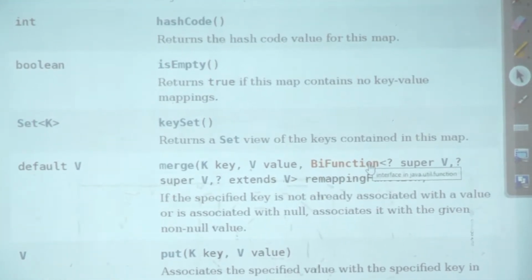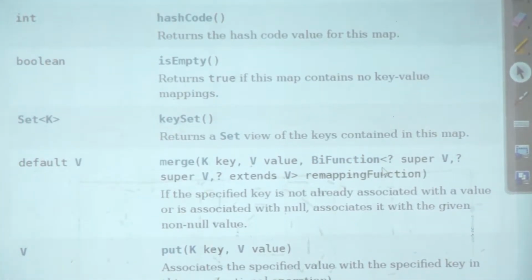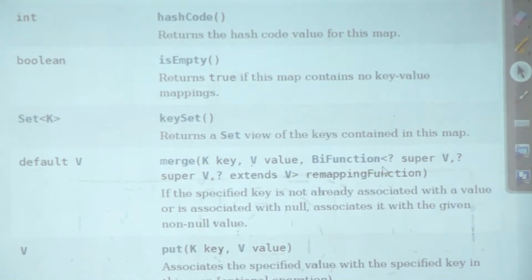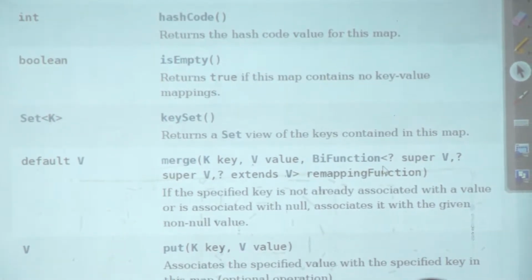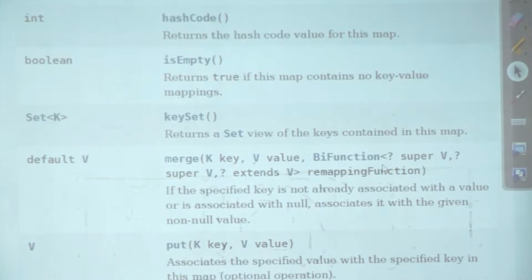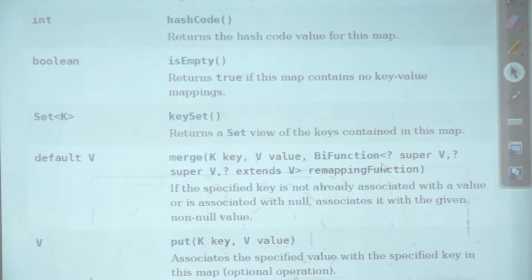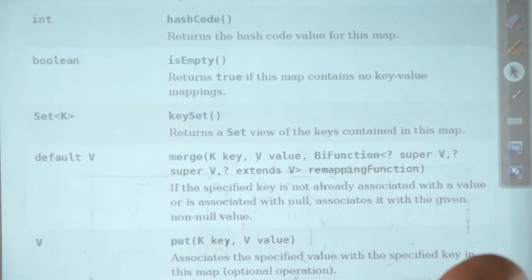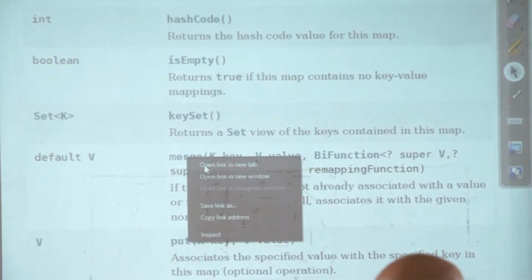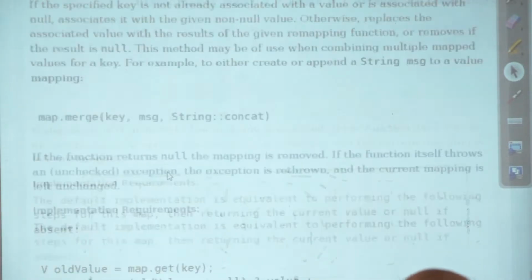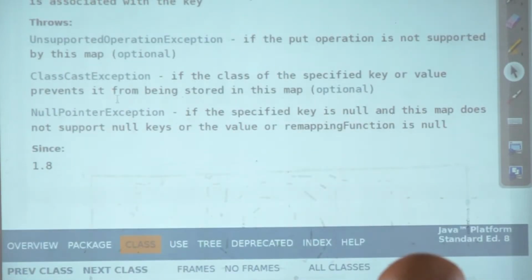They have introduced all this functional programming. I told you, lambdas and functional programming and all that. This is all the new Java, not the old Java. By the way, this is also a new method introduced, I think, in Java 8 or later. There is this remapping function. Yes, it's a Java 8 feature.